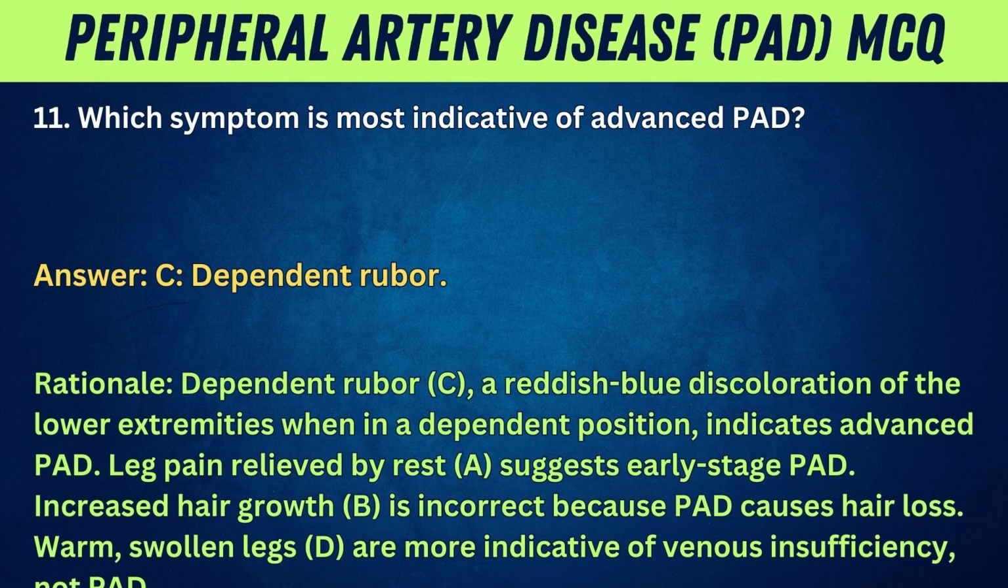Leg pain relieved by rest, A, suggests early-stage PAD. Increased hair growth, B, is incorrect because PAD causes hair loss. Warm, swollen legs, D, are more indicative of venous insufficiency, not PAD.